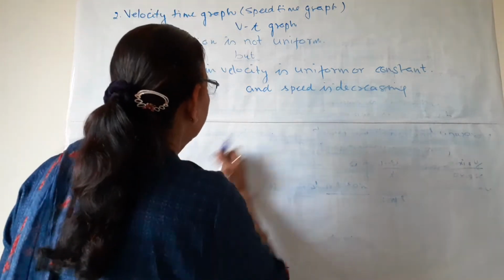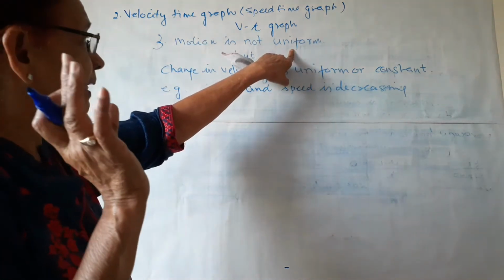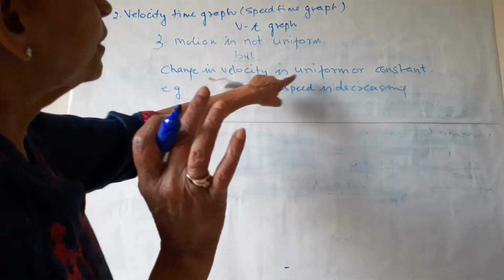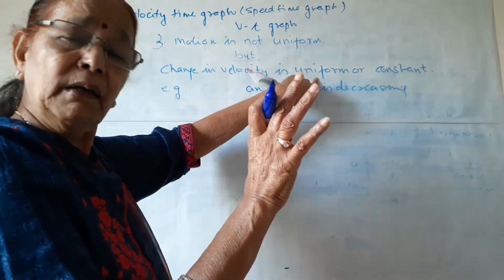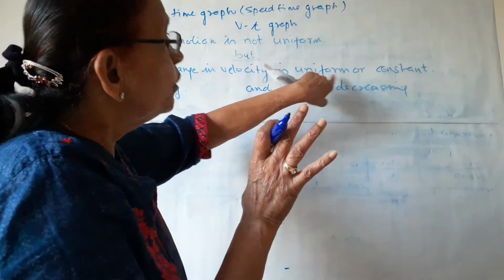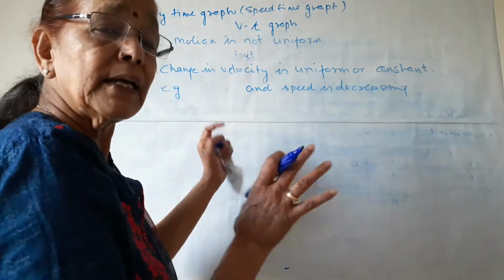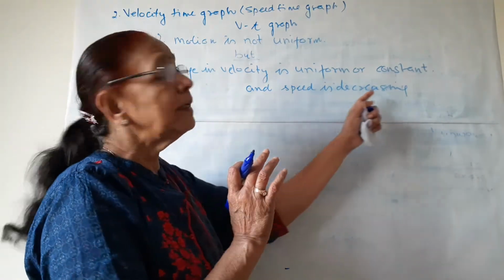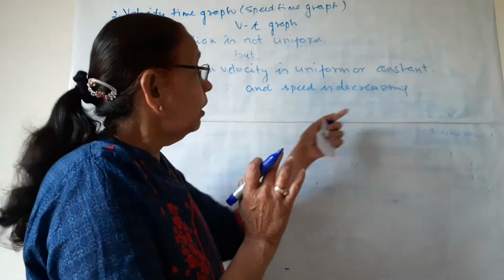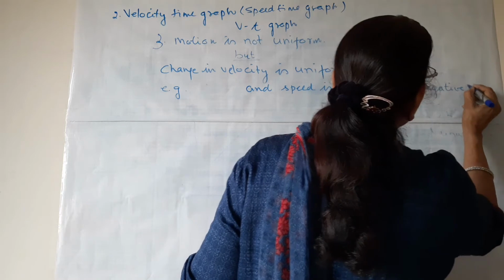So what are the three parameters of this third case? Motion is not uniform. When motion is not uniform, there will be acceleration. Second, change in velocity is uniform. That is, in equal time interval, equal change is there. Velocity is changing uniformly, or change in velocity is constant, as we have just seen in the example of falling ball. But one more parameter is added, the speed is decreasing or negative. The speed is decreasing or it is negative.